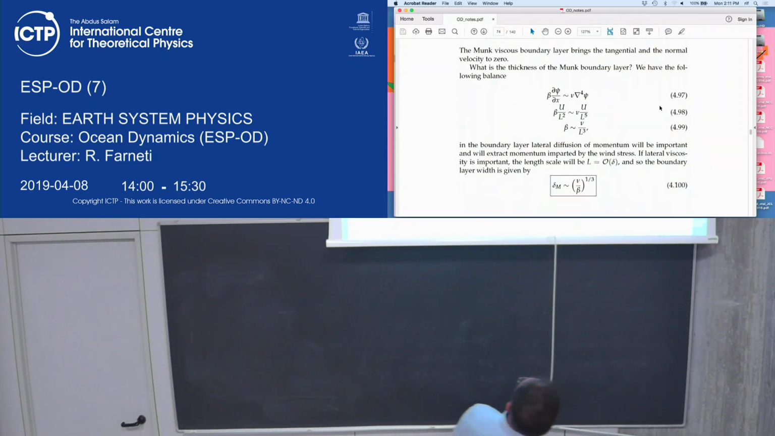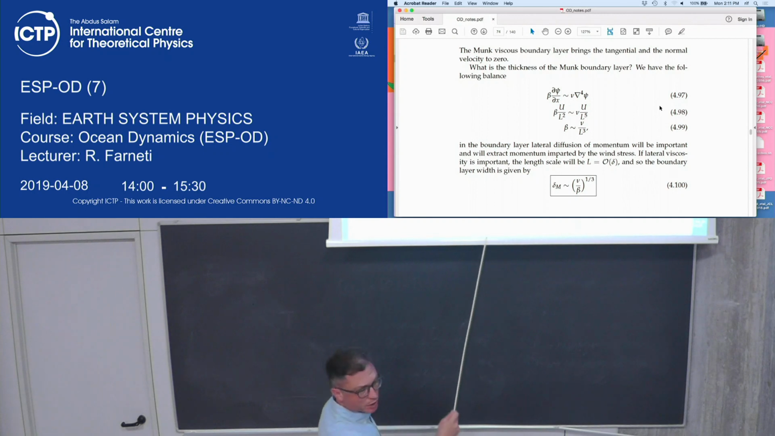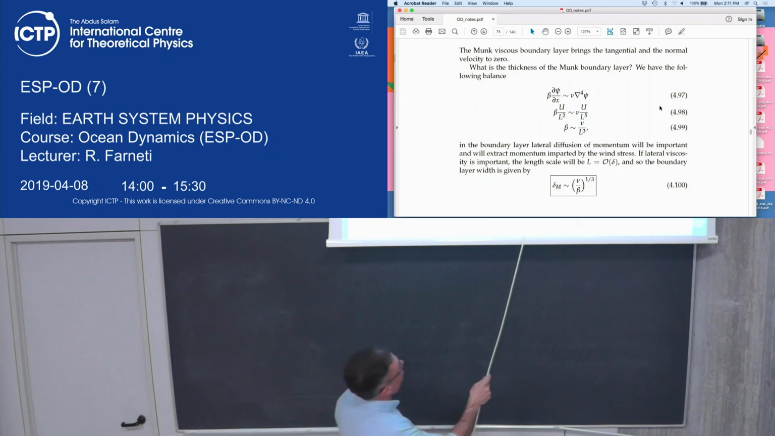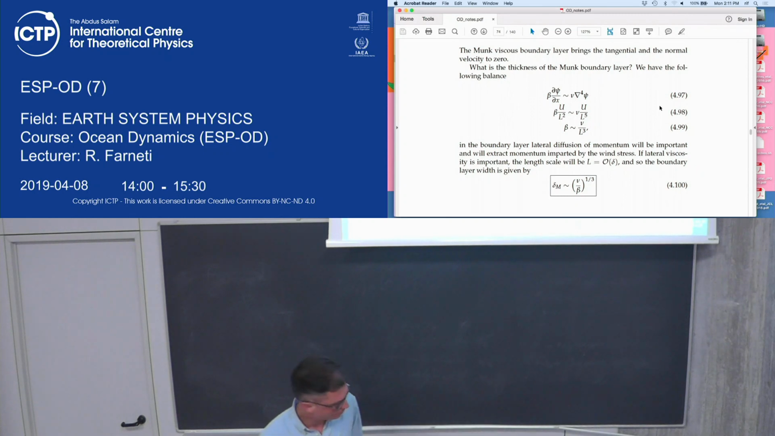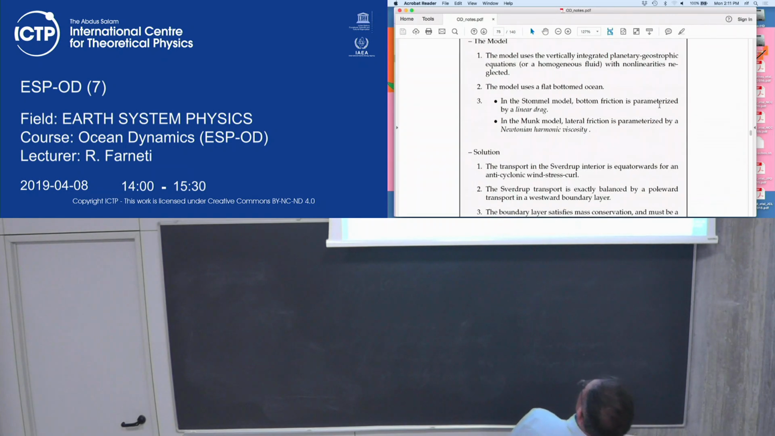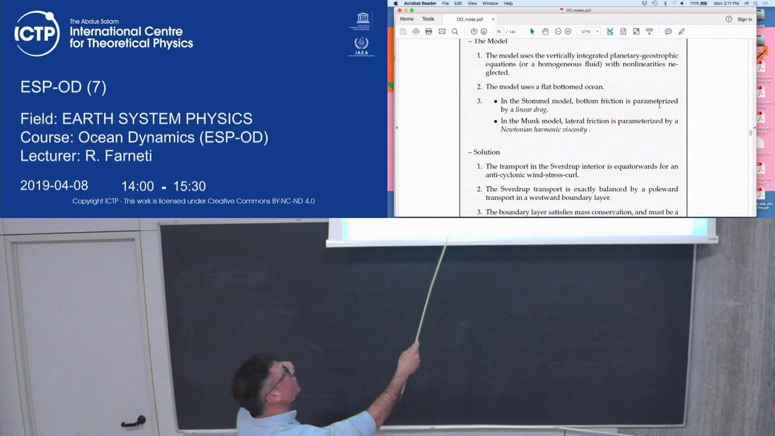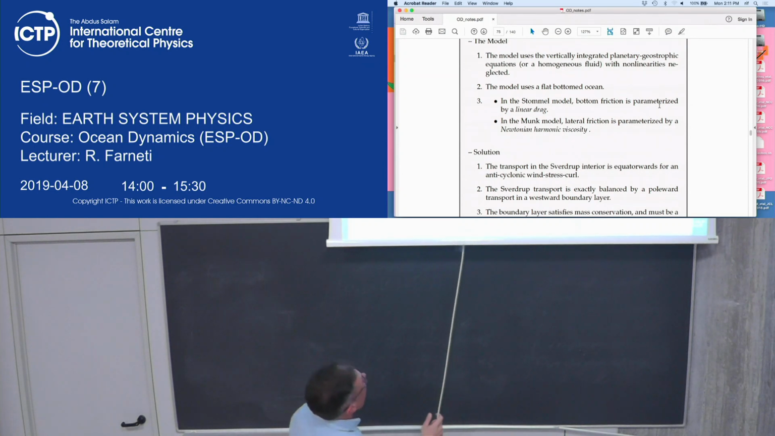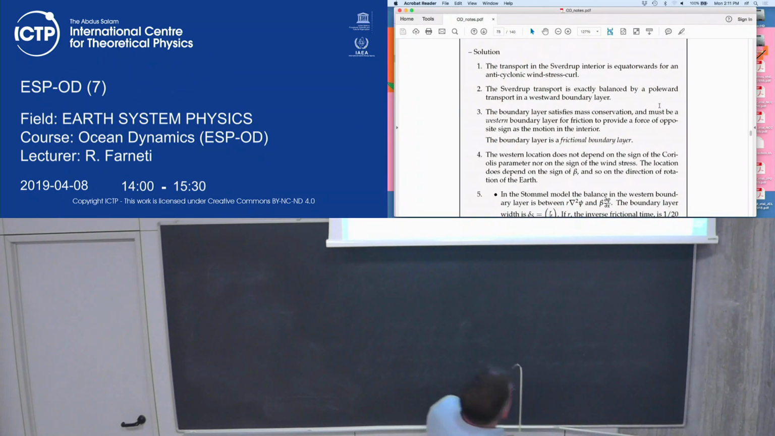What is the thickness of this boundary layer? We did the same scale analysis, and we reached a scale thickness delta, which is proportional to the horizontal viscosity and beta. So the main difference between the two is that Stommel uses a linear bottom drag, and the Munk model uses a Newtonian harmonic lateral viscosity, which is more realistic, adding lateral friction. In both cases the solution is similar, because we're trying to approach reality.